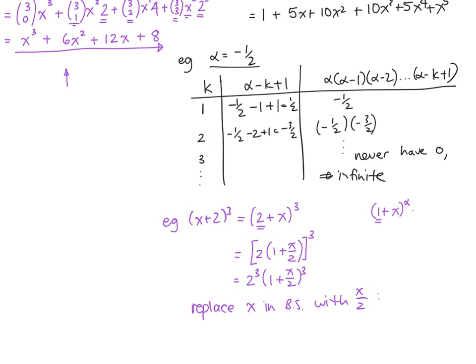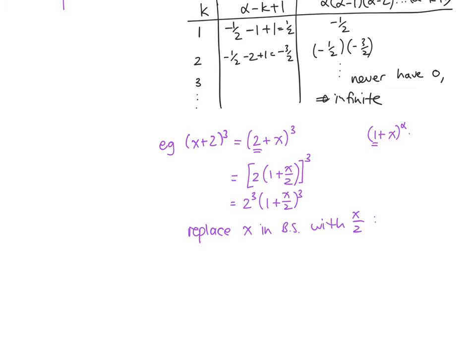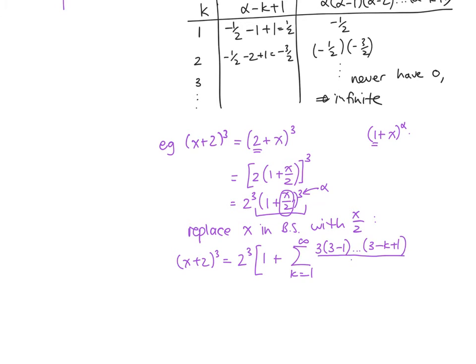then what we can do is say our x plus 2 to the 3 is equal to 2 to the 3, and now we're going to replace this 1 plus x over 2 to the 3 with our binomial series. So we have our alpha is equal to 3, and wherever we see an x in our original binomial series, we're going to put in an x over 2. So what we've got is 1 plus the sum from k equals 1 to infinity of alpha times alpha minus 1, all the way down to alpha minus k plus 1, over k factorial. And then in our original we had x to the k, but remember we're replacing our x with an x over 2, so we have x over 2 to the k. Okay, so far so good.